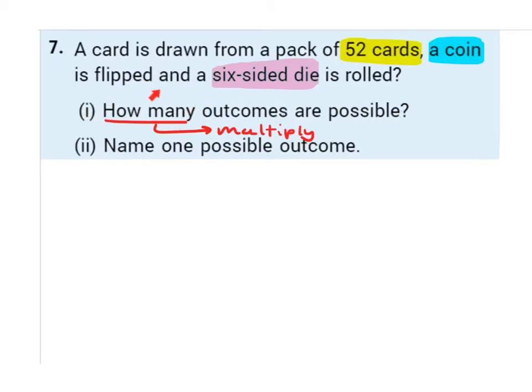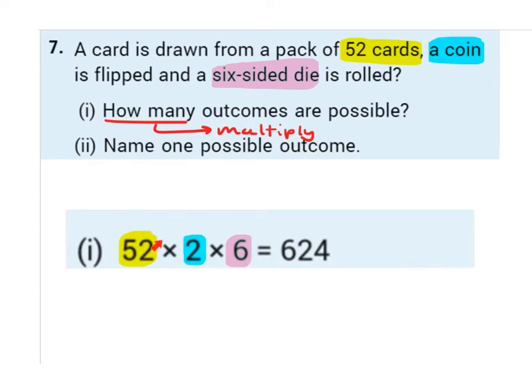So when we hear the phrase how many, we want to think multiply. So there's 52 cards. We're going to multiply that by the number of sides on the coin, which is 2. And we're going to multiply that by the number of sides on the die, which is 6. So 52 cards multiplied by 2 sides of the coin multiplied by 6 sides of the die gives us 624 possible outcomes.